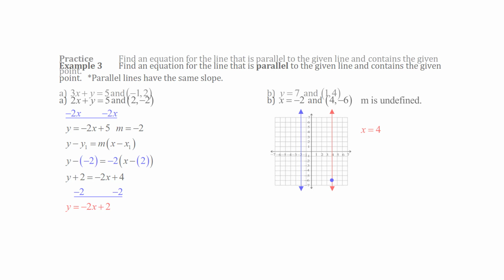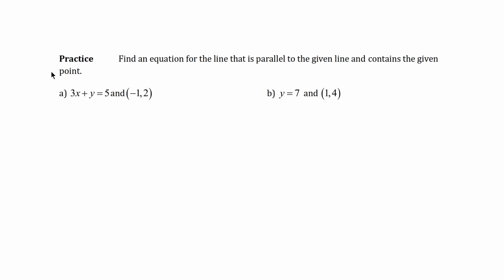Next, we have a practice problem. Find an equation for the line that is parallel to the given line and contains the given point. For part A, we have the equation 3x plus y equals 5 and the point -1, 2. For part B, we have the equation y equals 7 and the point 1, 4. Alright, so go ahead and pause the video, try out this problem, and then check back with the video to see the answer.